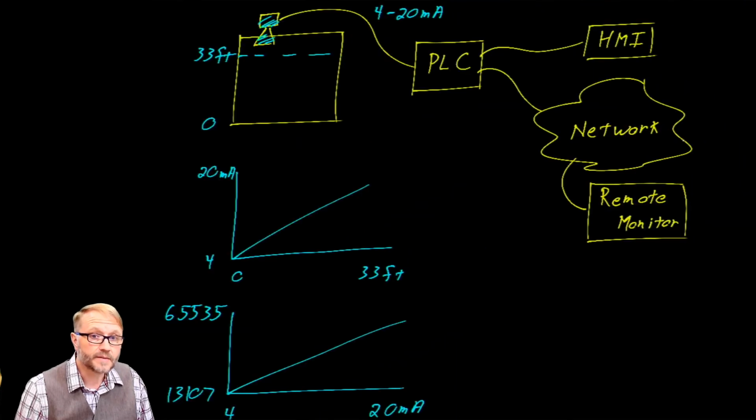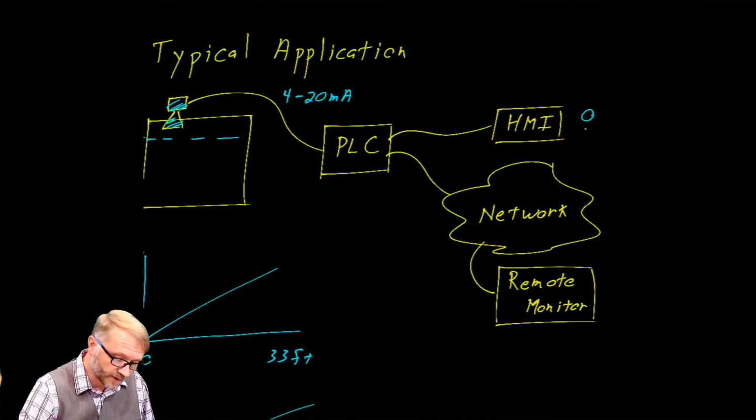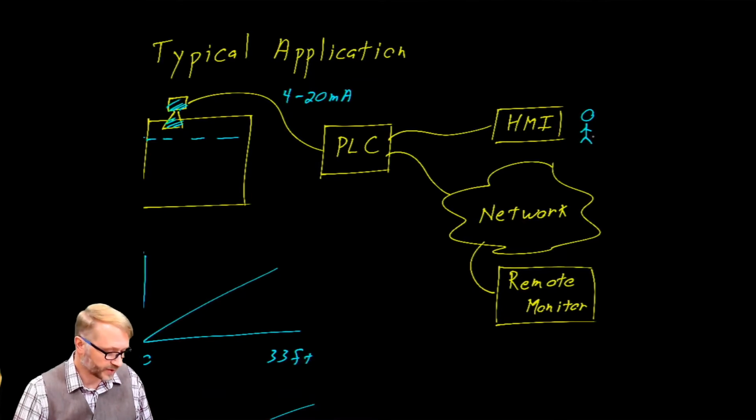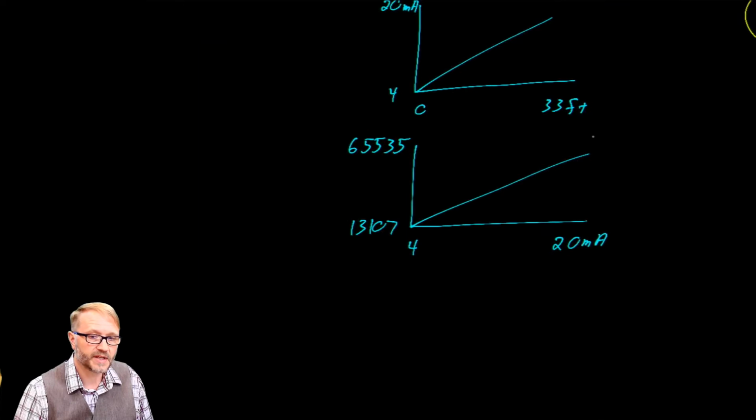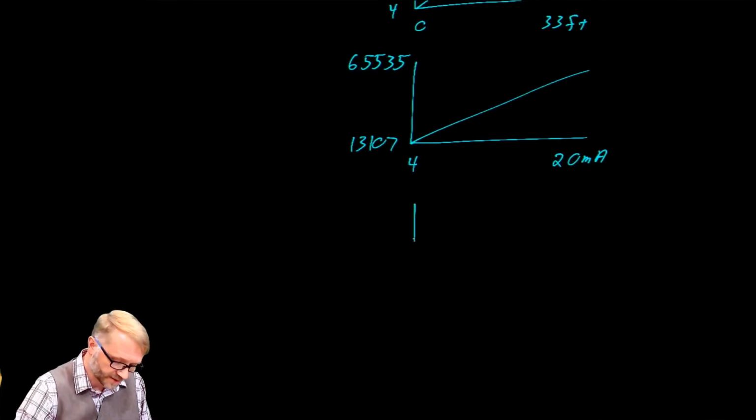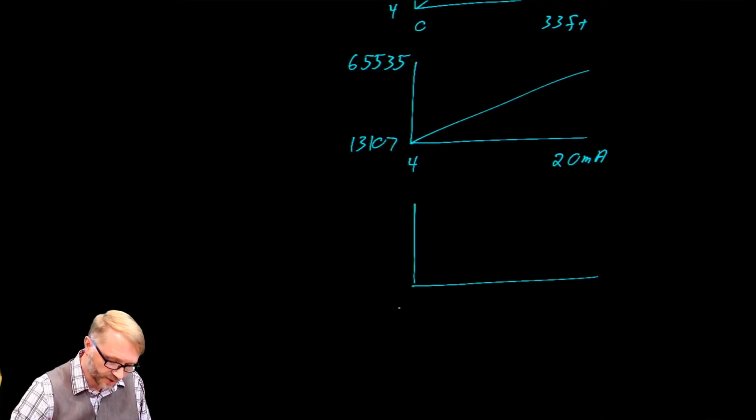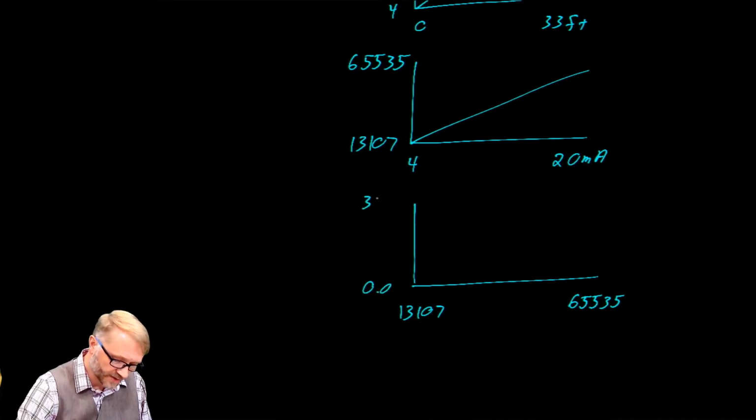which is fine, but if you are watching this human-machine interface, that's not very useful to you. What you want to know is the tank height. So we need to do yet another conversion. This time we're going to take 13107 to 65535 and map it back to 0 and 33.0 feet.